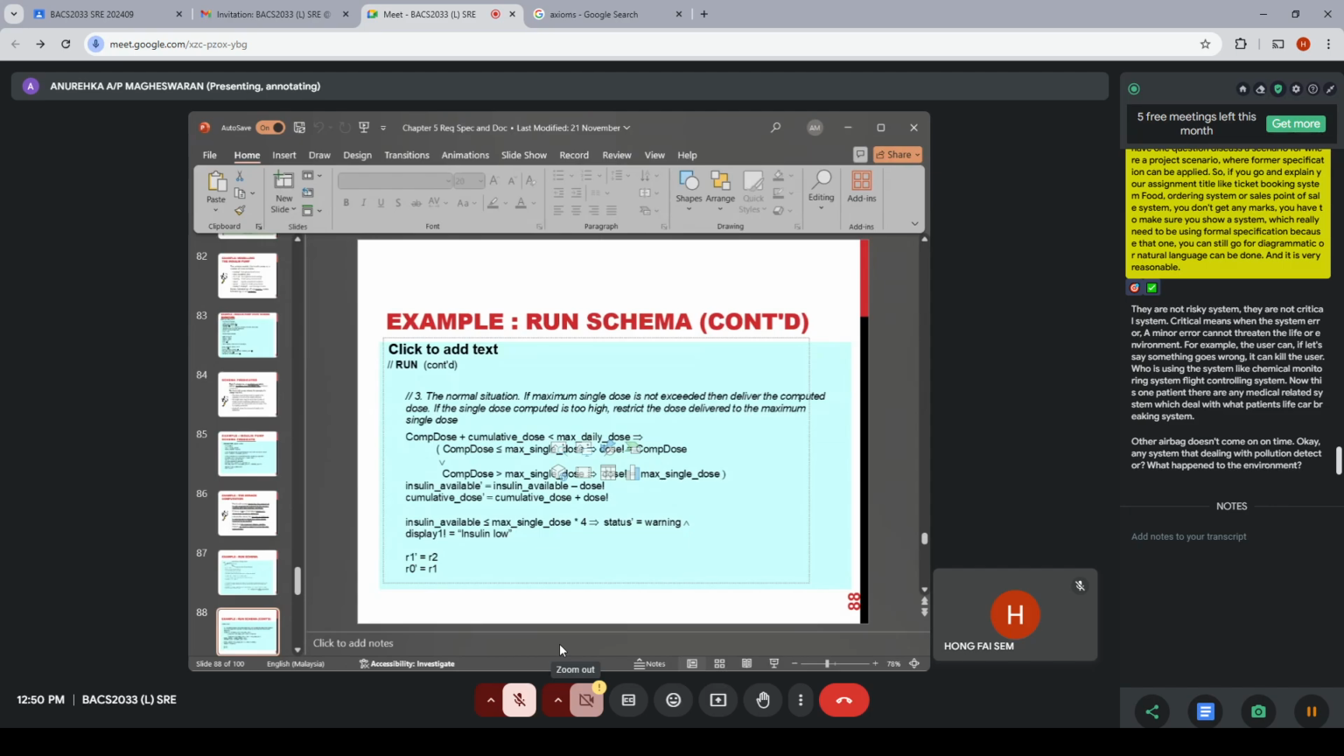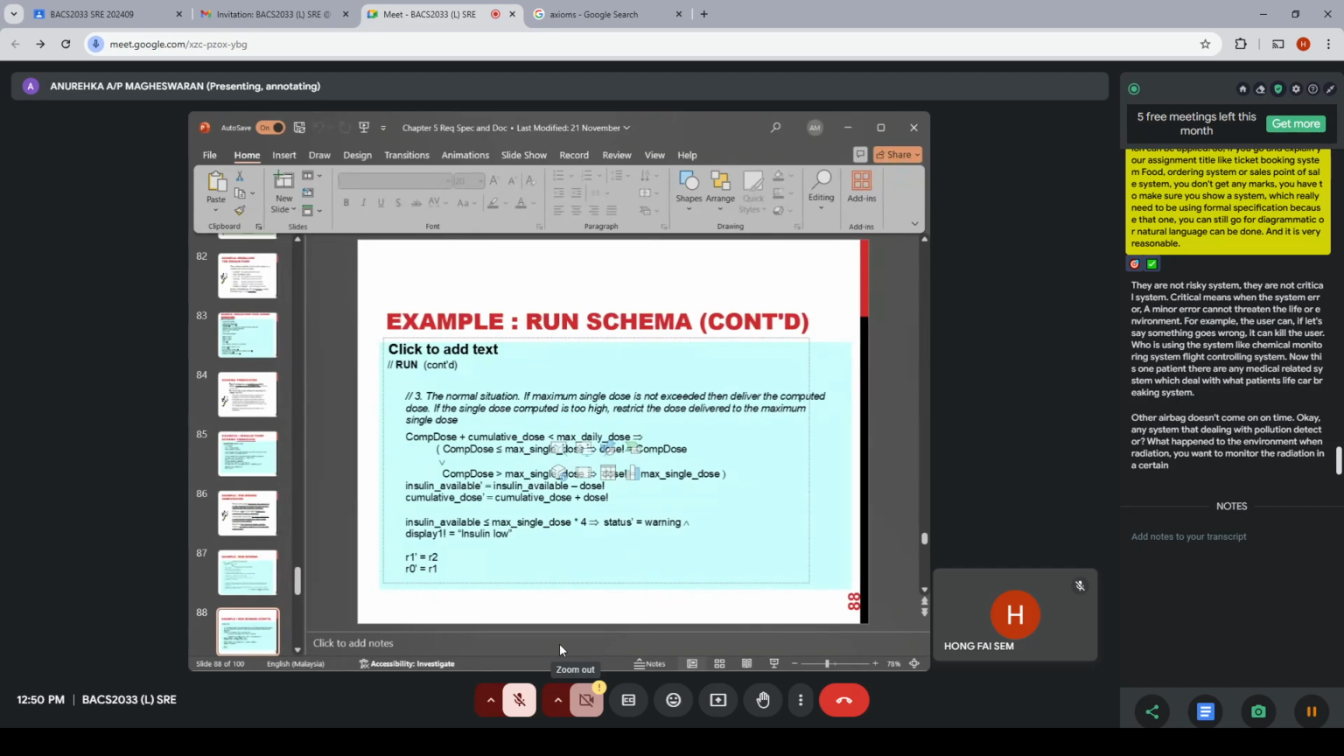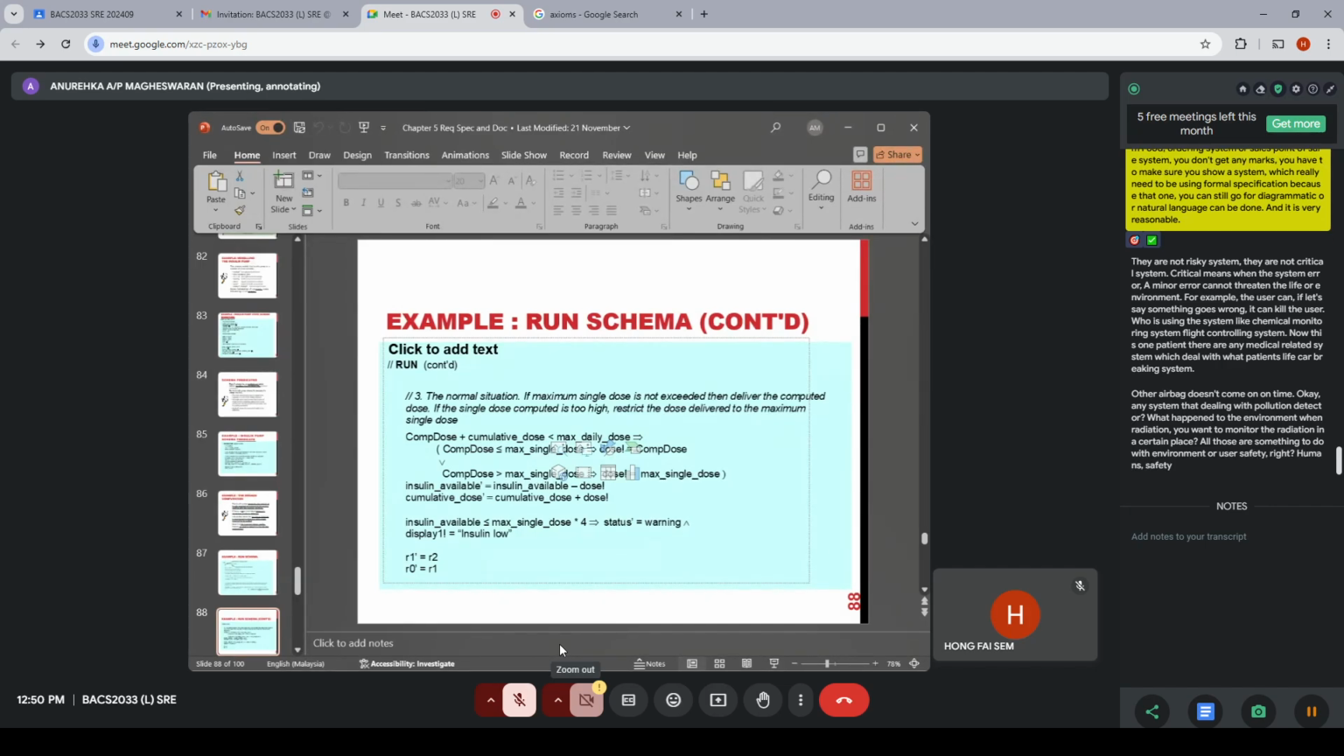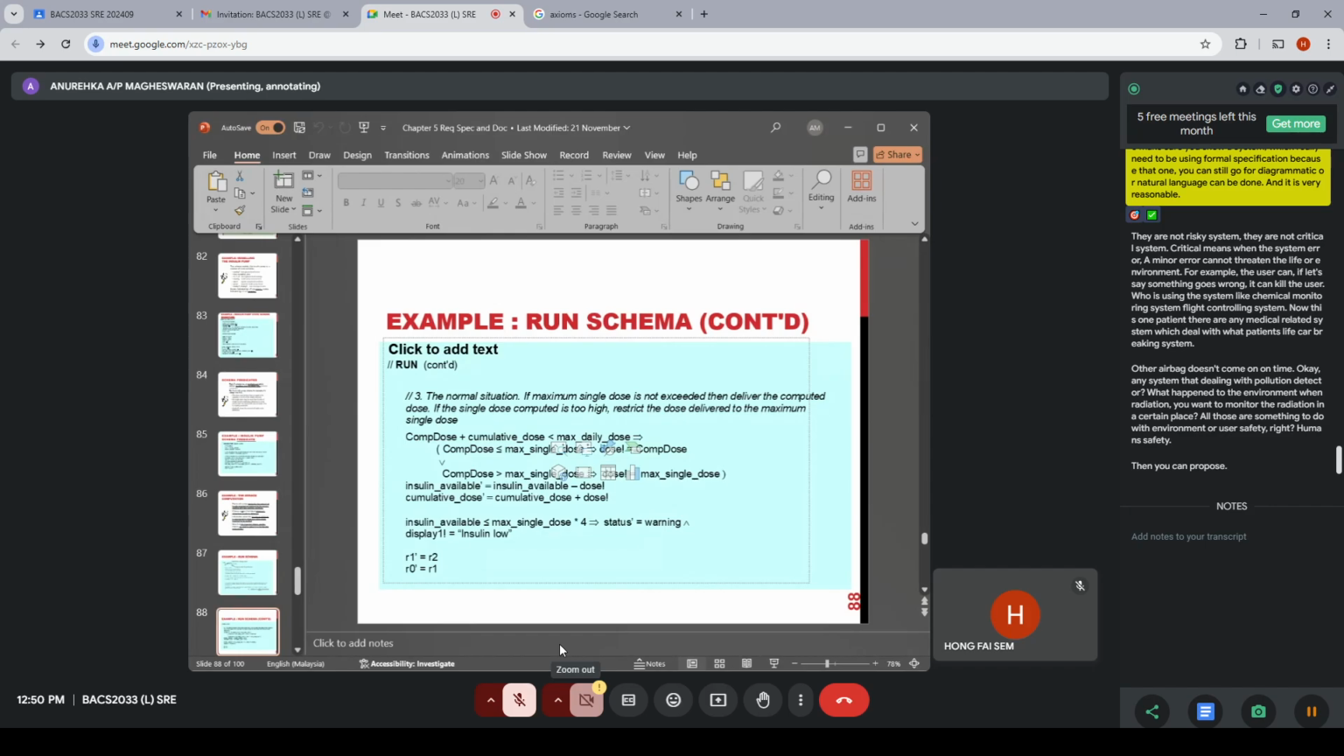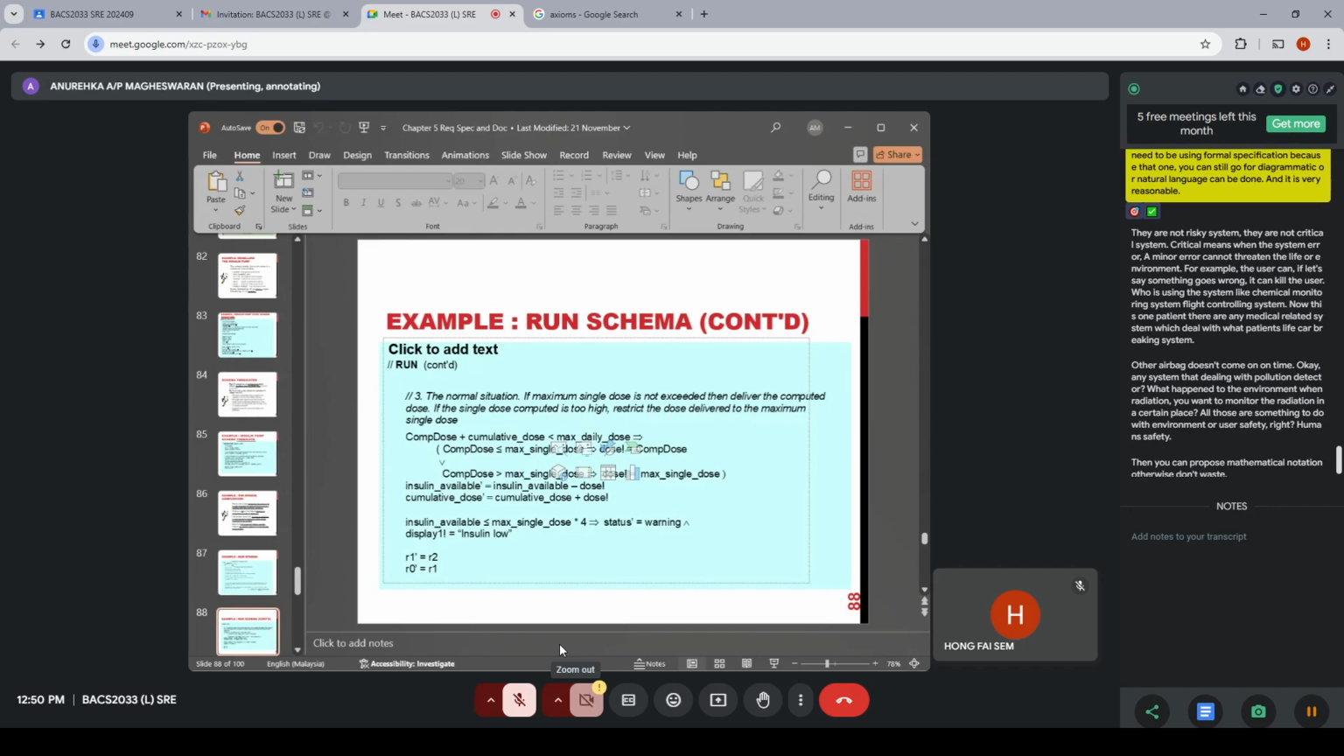What happened to the environment? When radiation, you want to monitor the radiation in a certain place. All these are something to do with environment or user safety, right? Human safety. Then you can propose mathematical notation. Otherwise, don't waste your time.